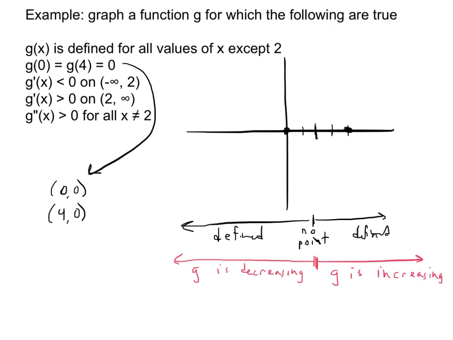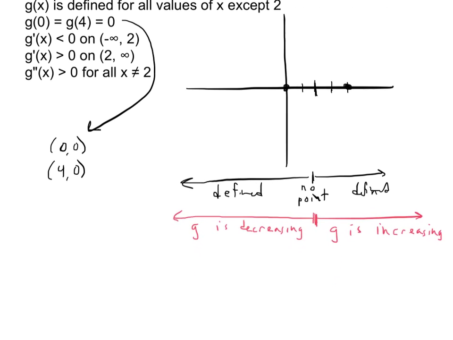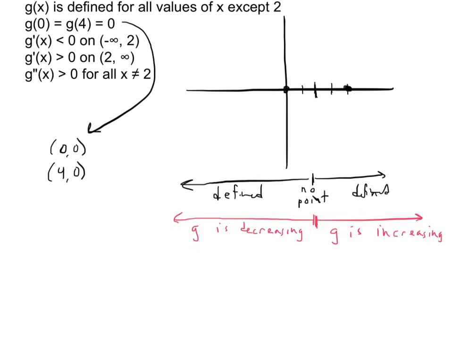Okay? The next part is about the second derivative now. This says that the second derivative is greater than 0 for all x other than 2. So that sort of means everywhere except at 2, g is concave up, right? Because that's what it means for the second derivative to be positive.